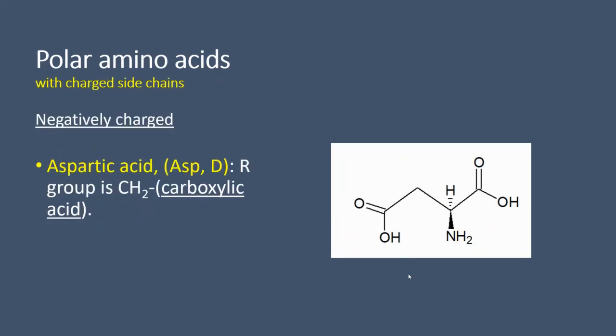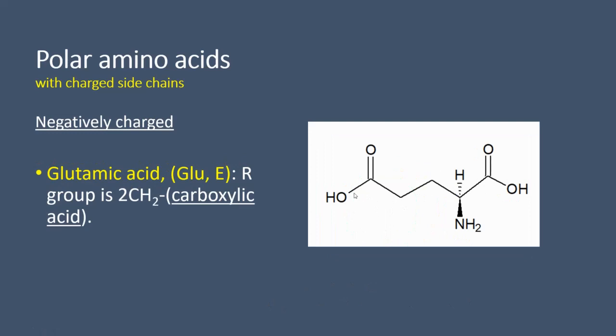Now we are going to look at polar amino acids with charged side chains. We are going to look at the negatively charged amino acids first. There are 2 of them. The first one is aspartic acid. The side chain for aspartic acid is as shown here. So it is a CH2 bonded to a carboxylic acid functional group. Glutamic acid is very similar to aspartic acid because they both have the carboxylic acid functional group, but glutamic acid has one more CH2.